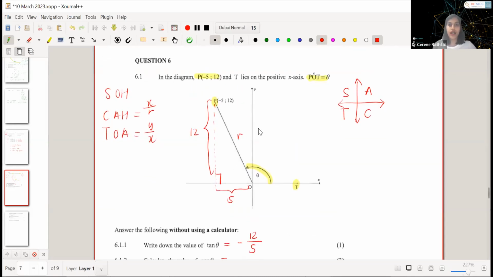How do I compute r? Well, r is going to be the square root of x squared plus y squared. And this is merely equal to, what is my x? It is 5 squared plus 12 squared, 25 plus 144. Root that, you should get a value of 13. Just double check, is that 13?